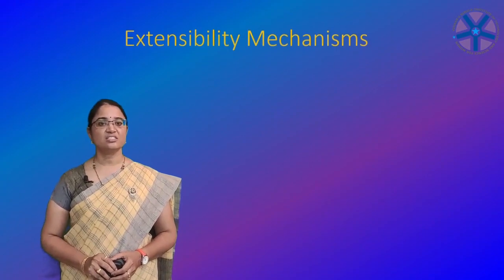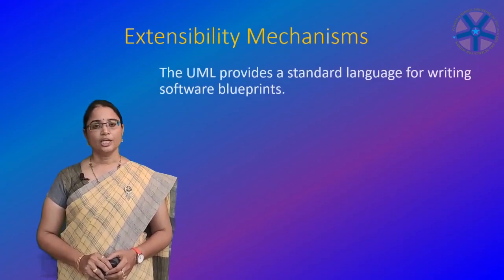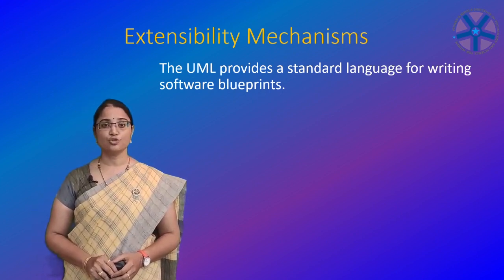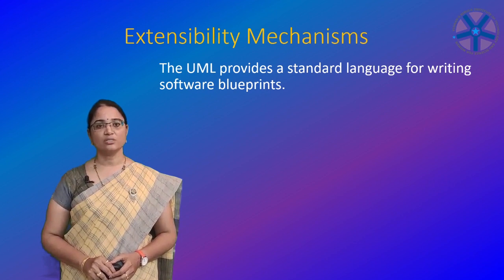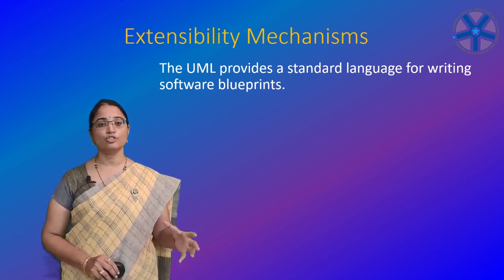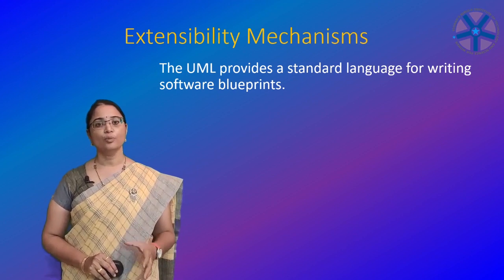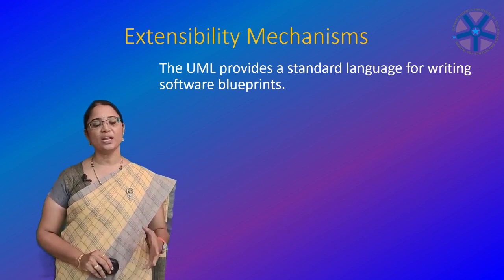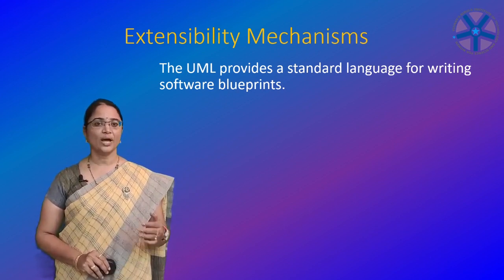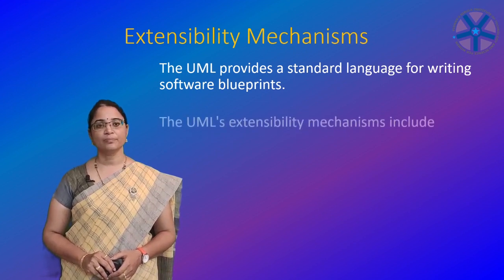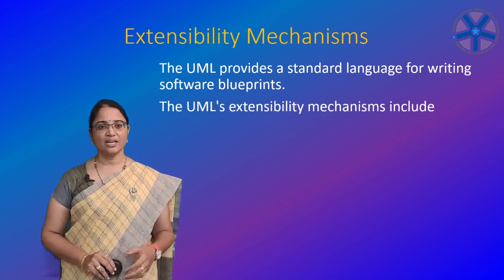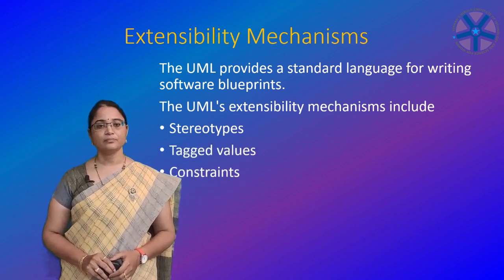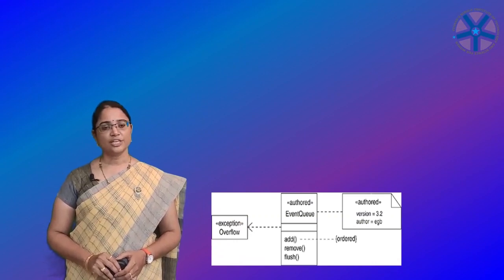And coming to the extensibility mechanisms. The UML provides a standard language for writing software blueprints, but it is not possible for one closed language to ever be sufficient to express all possible nuances of all models across all domains across all time. For this reason, the UML is open-ended, making it possible for you to extend the language in controlled ways. The UML's extensibility mechanisms include stereotypes, tagged values, constraints. So, coming to the stereotypes.